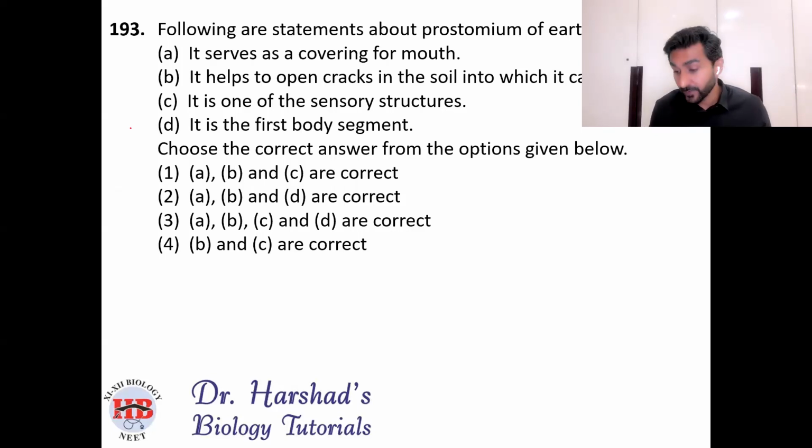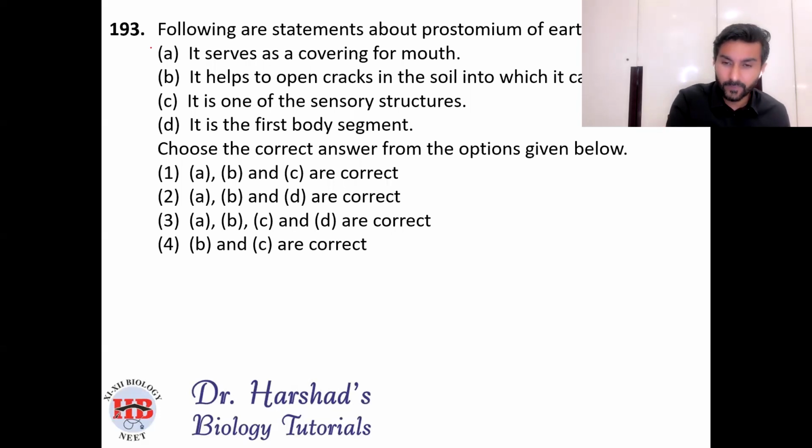Prostomium. Now this is a question which we generally wouldn't have expected because earthworm and frog are not technically included in your portion. But luckily they have asked you in your optional part, you can skip this question. Anyway, prostomium is a cover which is ahead of the first segment. It is a cover around the mouth which helps the earthworm to burrow. At the same time, it also has sensory receptors in it.